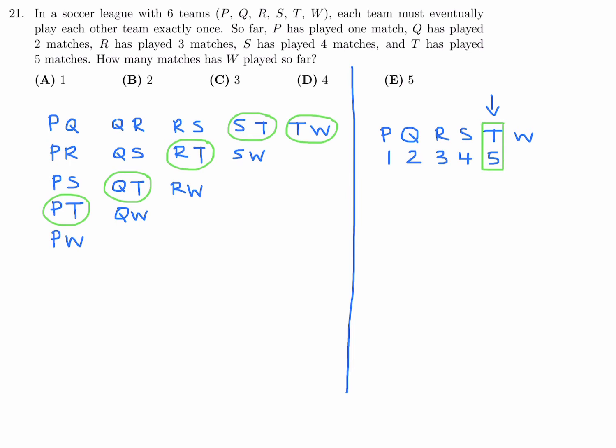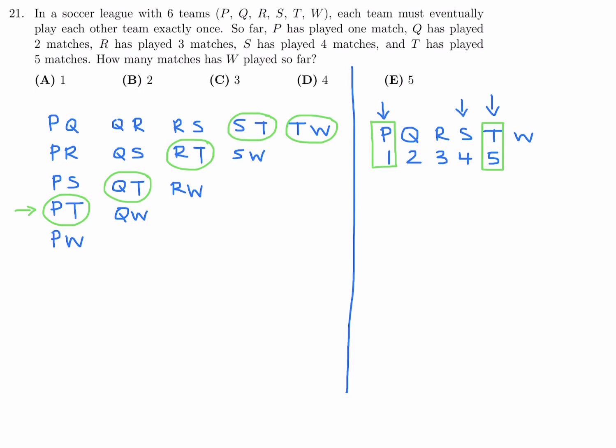Now let's turn our attention to P. P only played 1 game, right? But look, I've already circled that 1 game. It's the one that P played with T. So we've taken care of P. Very quickly, we've done 2 teams.